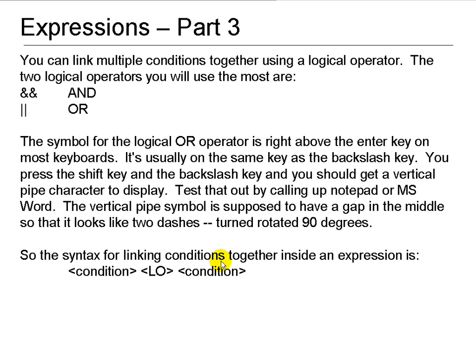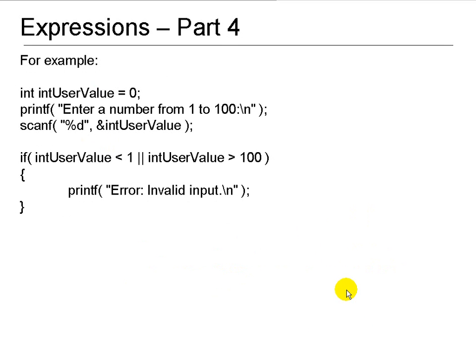So the syntax for linking conditions together inside an expression is condition, a logical operator, either and or or, followed by another condition. For example, I declare a user value integer variable, then I tell the user what I want. I want a number from 1 to 100, and then I have a scanf statement. Notice the ampersand, and notice that the placeholder in our format string matches the prefix. So int prefix tells us it's an integer.